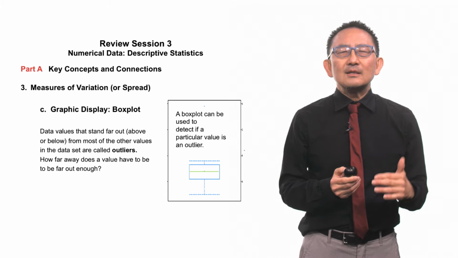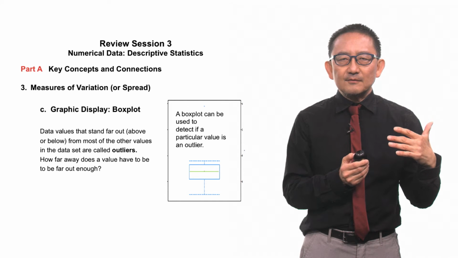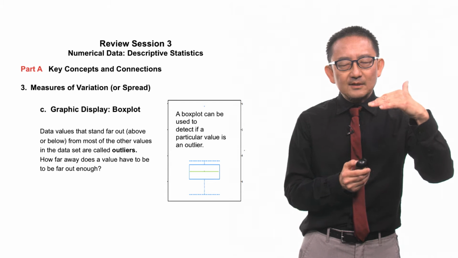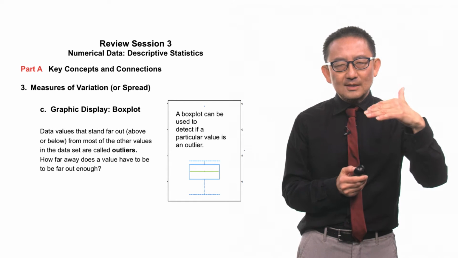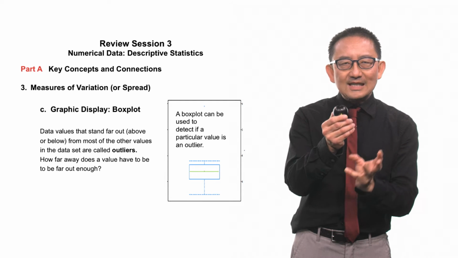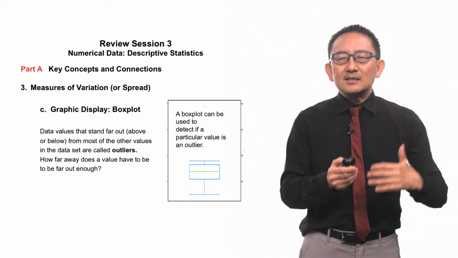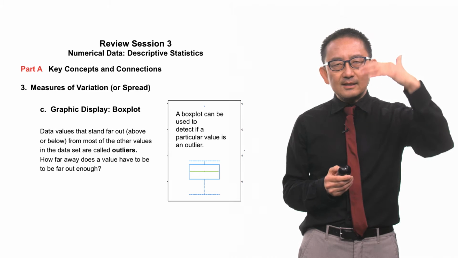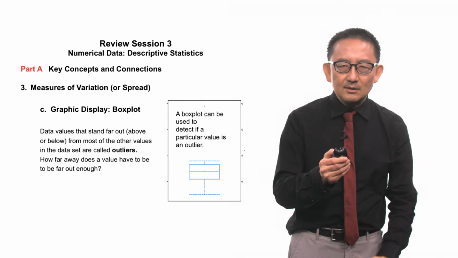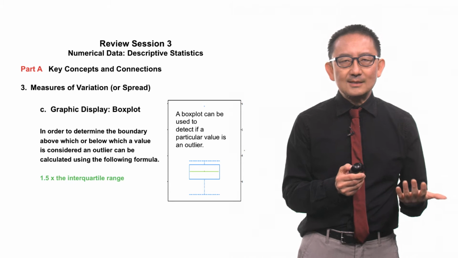Now, another function of the box plot, though, is to show if there are any outliers in the data set. So we use the measurement of the interquartile range to determine whether or not a particular value that seems really high or really low is an outlier or not.